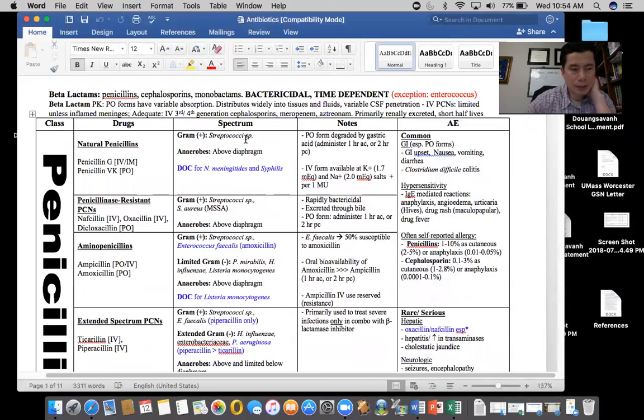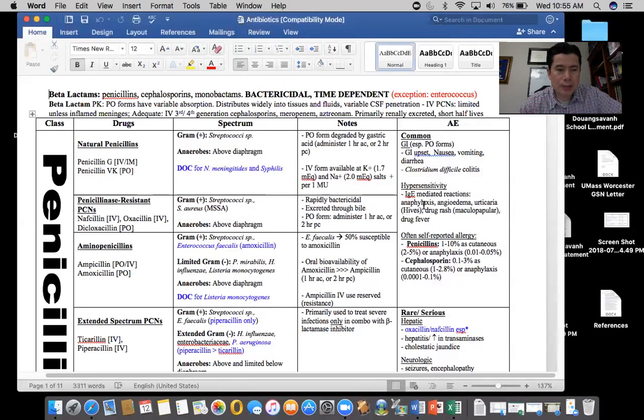And you've got natural penicillins, which is penicillin G and penicillin V. And he's got here Clostridium difficile colitis is the most common adverse effect. AE is an adverse effect. And for penicillin-resistant ones, you've got MRSA, or resistant Staph aureus, and streptococci. So both of those.